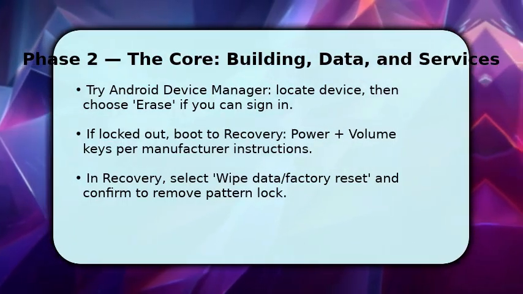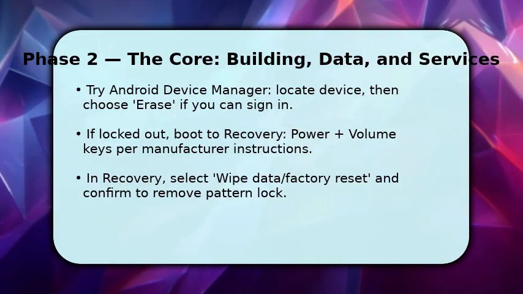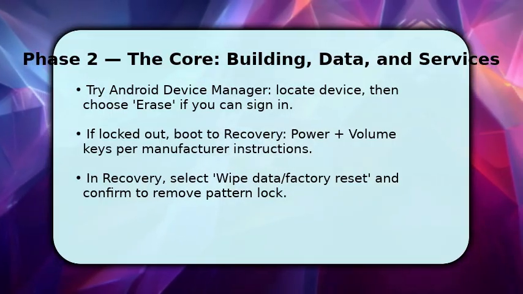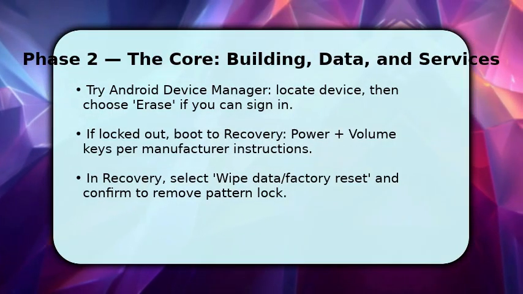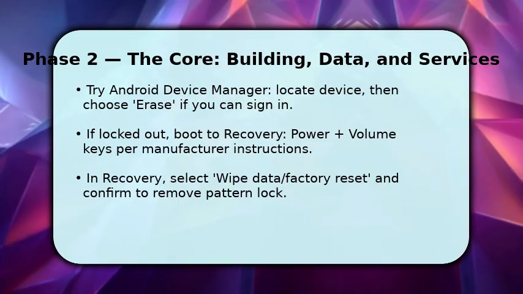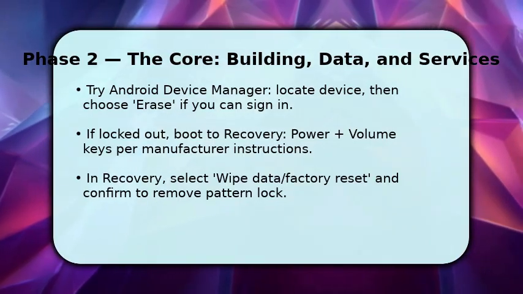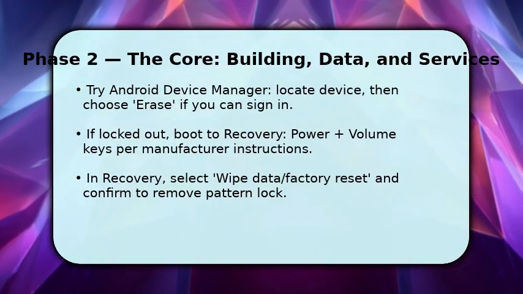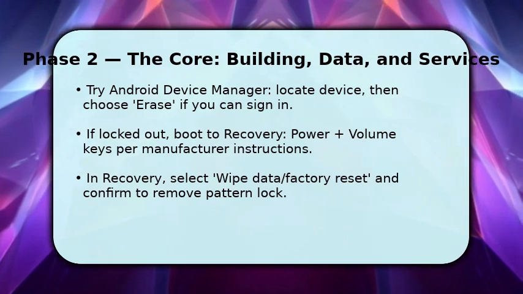If remote erase is unavailable, power the phone off and boot into recovery using the manufacturer key combo, which forces low-level access. Manufacturers differ, so use the right combo for your model. In recovery, navigate with volume keys to wipe data/factory reset, confirm with power. This removes the pattern because it wipes user data and locks settings.